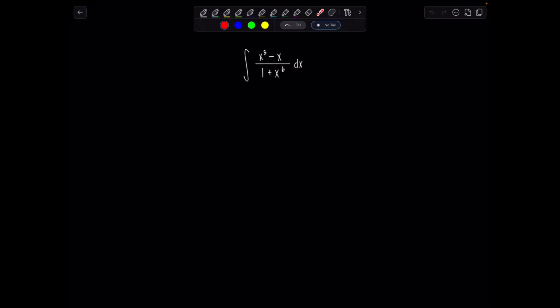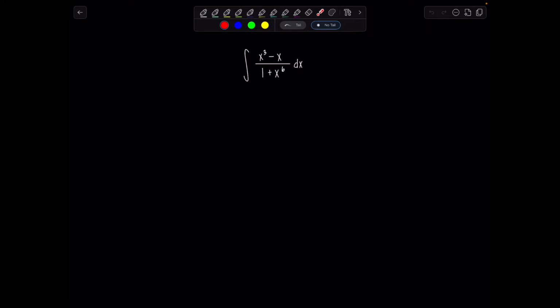Here's your latest integral of the day. This is Countdown to 2025, 13 integrals in 13 days. We're almost near the end of our countdown. How exciting. And this integral was sent in or requested by a viewer. So we have the indefinite integral of x cubed minus x over 1 plus x to the 6th dx. And so if you want to pause the video, try it on your own.